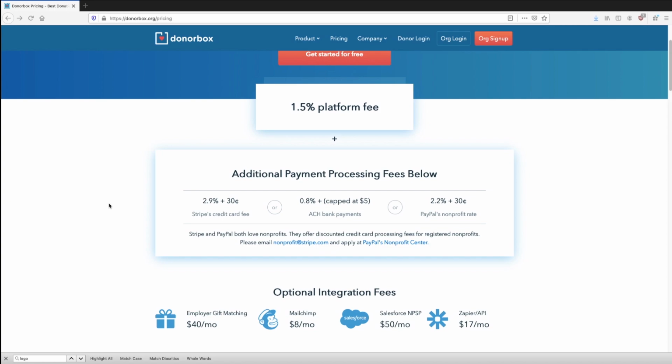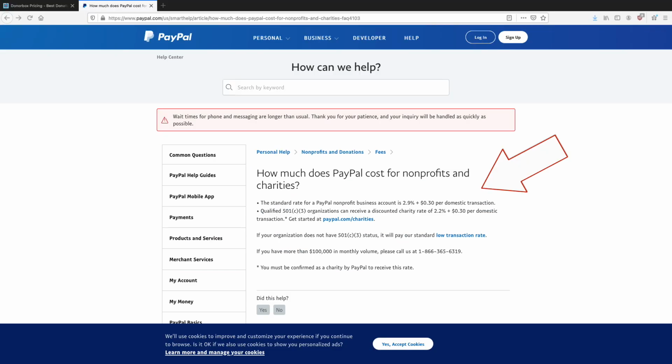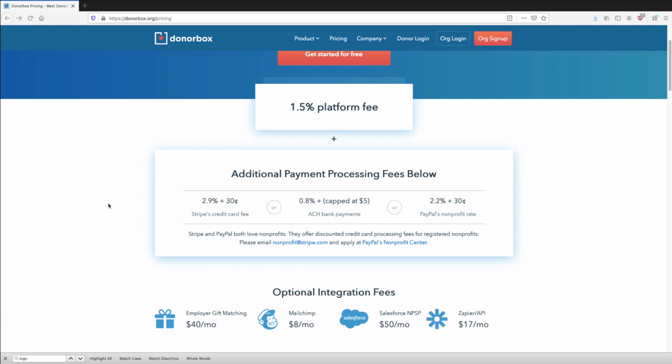You can see on the Donorbox website here that Stripe as a payment processor is slightly more expensive at 2.9% plus 30 cents per transaction when compared to PayPal, but not so fast. It is important to note that PayPal's fee of 2.2% is a rate for nonprofits who are registered and have been approved by the IRS as a 501c3 organization. If your nonprofit does not meet those requirements, then you won't be charged that rate. You'll actually pay 2.9% plus 30 cents, so the same rate that Stripe charges. To use Donorbox, you don't have to be a 501c3, but if you want to get that better rate, you will need to become registered.